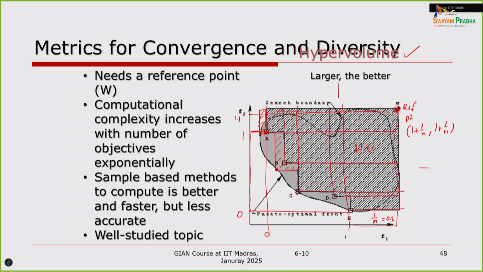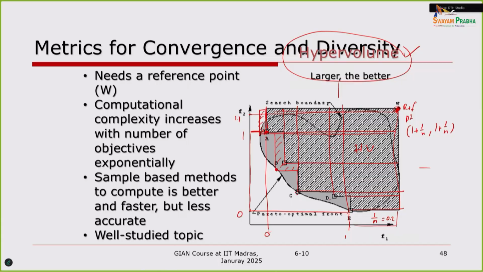And so in any EMO paper, if you look, either IGD or the hypervolume is used to compare different algorithms. You know now how to compute. Two objectives, very easy to compute, right? You can sort the points and add up these areas one by one, and you get your hypervolume. Can you think of what it's going to be for three objectives? It will be very, very complex.